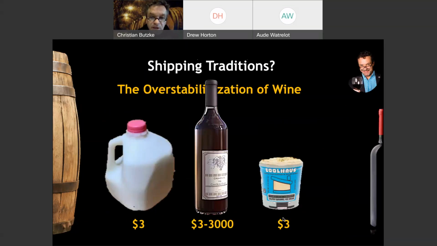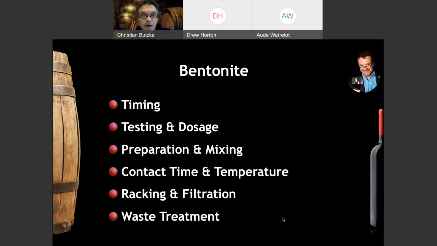And so again, we're shipping ice cream and milk, I've given this kind of comparison many times before, under much better conditions than we would ship a $3 or $30 or $300 or $3,000 bottle of wine. And I think again that's a problem. You can't stabilize a pint of ice cream or a gallon of milk against heat unstable protein, but we're doing this for a much more expensive product. Again, that's called tradition.